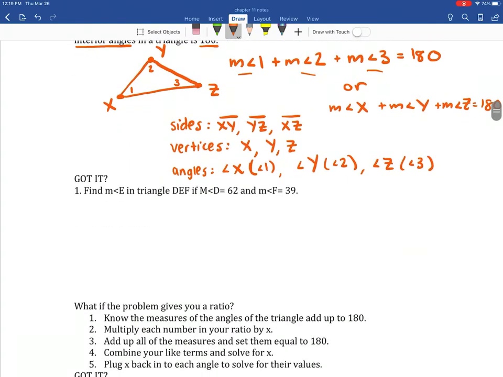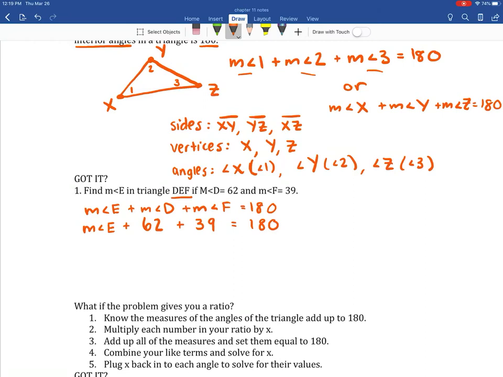So this says, find the measure of angle E in triangle DEF if the measure of angle D is 62 and the measure of angle F is 39. So since I have a triangle, I know that all of the angles, when you add them together, equals 180 degrees. So after I write that out, I'm going to fill in the information I know. I do not know the measure of angle E. I know angle D is 62. I know angle F is 39. And I know they add to 180 degrees.